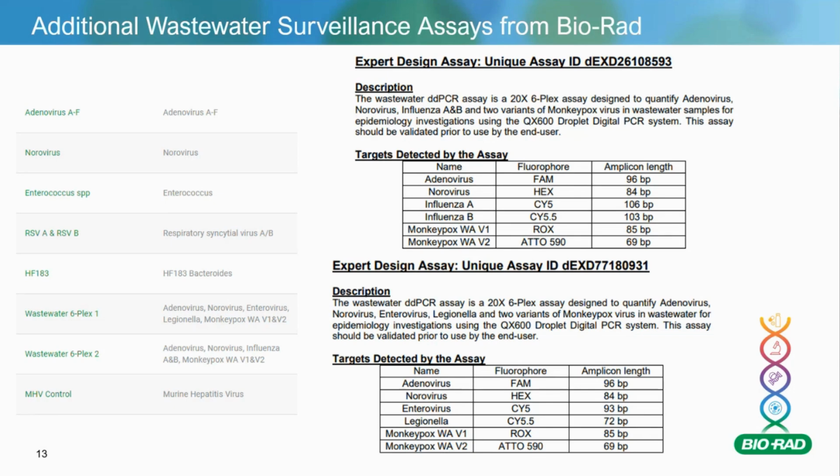This one is a 6-plex assay with adenovirus, norovirus, influenza A and B, and 2 monkeypox clades. And over time, we are continuing to build much larger panels in collaboration with the US CDC and the wastewater surveillance team there. They're looking at building panels of up to 30 different analytes at once. So really a great future for wastewater monitoring and community monitoring in terms of disease outbreak as well, and those sorts of technologies.